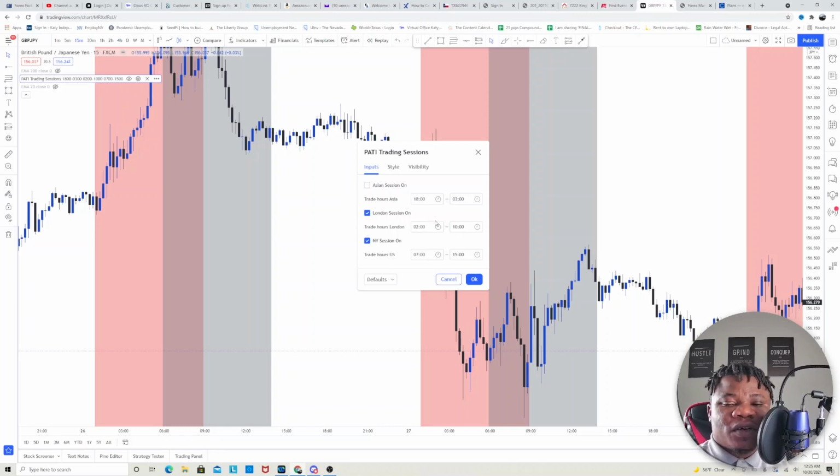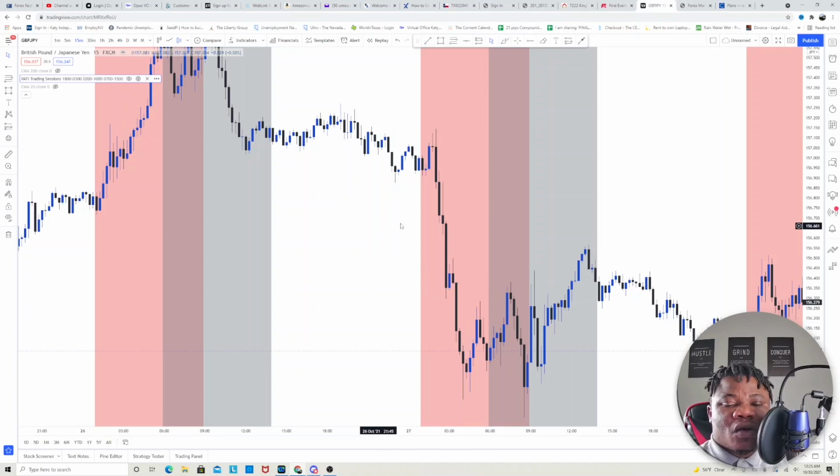The default setting for the time zone here is Eastern Standard Time, so EST. If your time zone is Eastern, then you don't need to touch any of this at all. You just need to uncheck Asian session. But if your time zone is Pacific Standard Time or whatever time zone, then you need to make sure you change the time zone to correspond with yours. Once you're done, you click on OK.